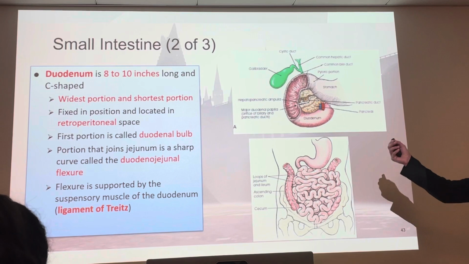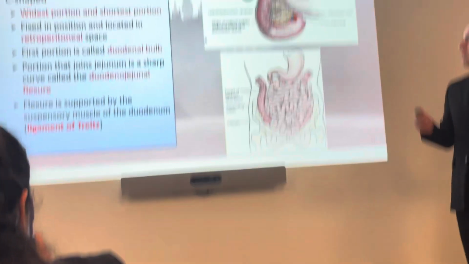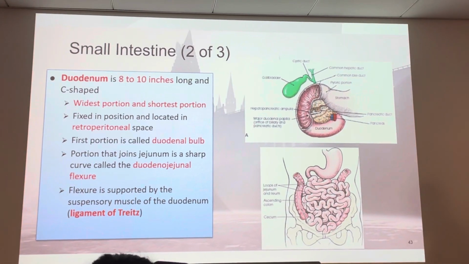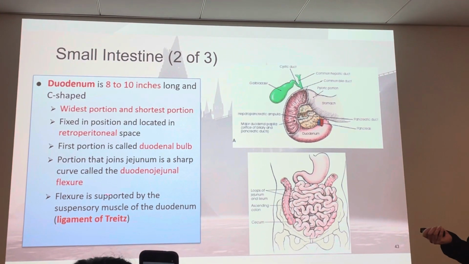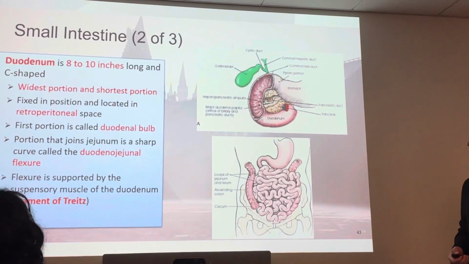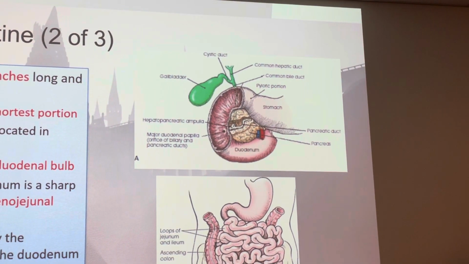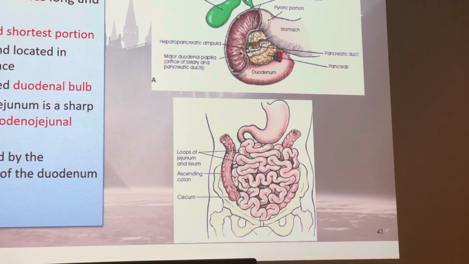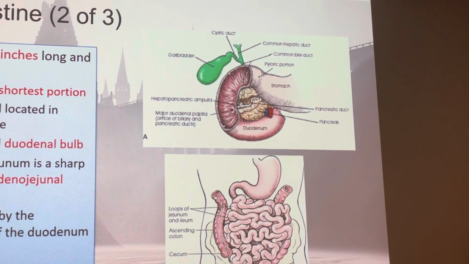And there's those 4 portions that we just named, guys. We have the first portion being the duodenal bulb. We have the portion that joins the jejunum. That's where the duodenojejunal flexure is, and it's supported by that muscle called the ligament of Treitz. You don't really have to know that last part. That's just if you want to know. Duodenojejunal flexure. Once again, that's where the duodenum ends or terminates, and the jejunum begins.